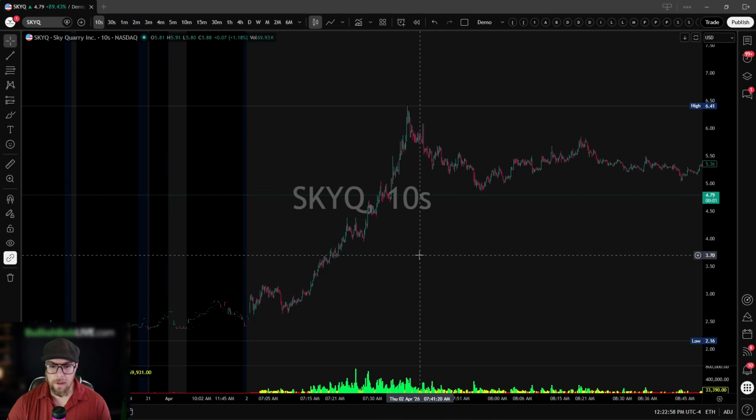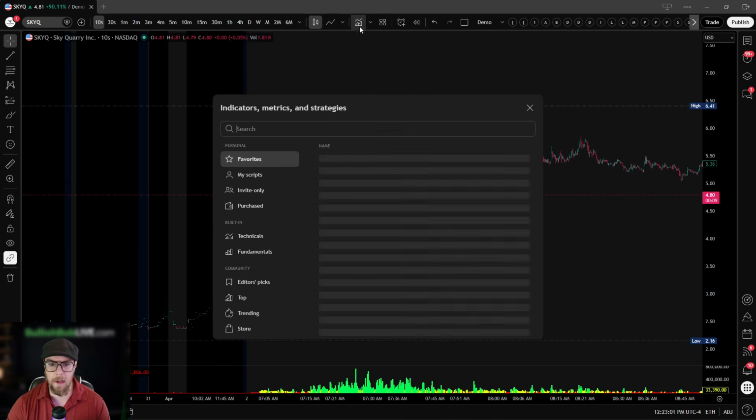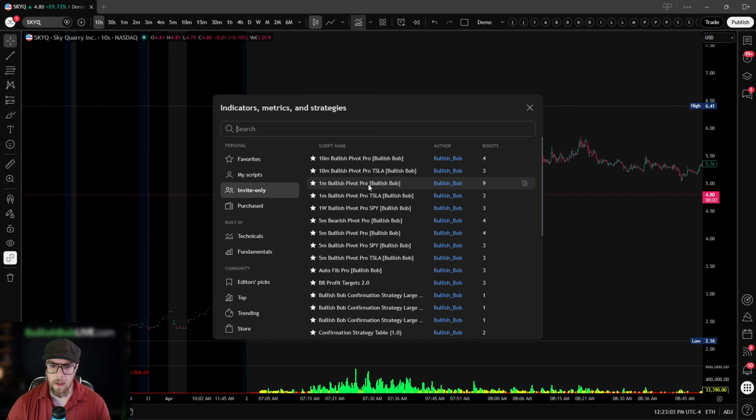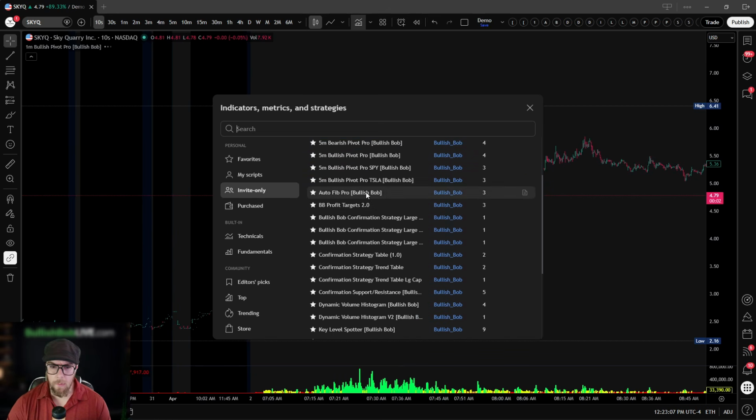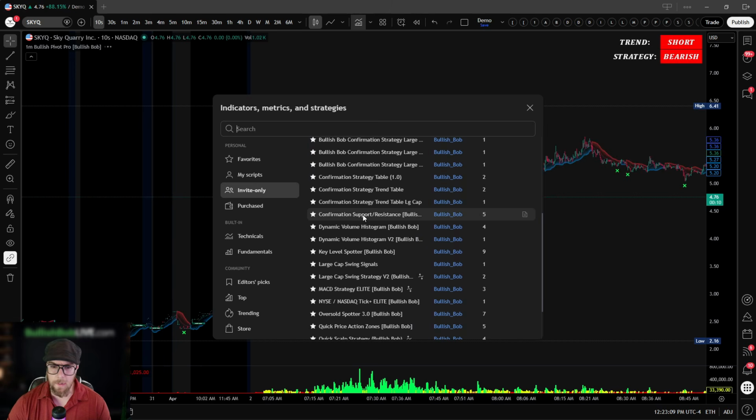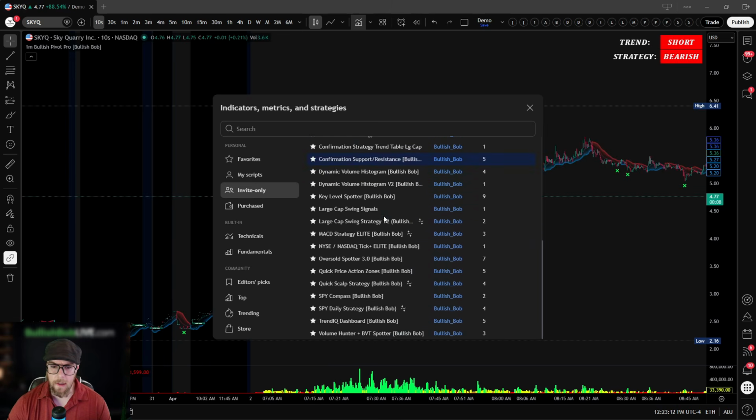This is a continuation setup. We're going to add a few indicators here. Let's go ahead and add our invite only. We've got our 1 minute bullish pivot pro. Let's also go ahead and add the confirmation support resistance. And let's go with the Trend IQ.